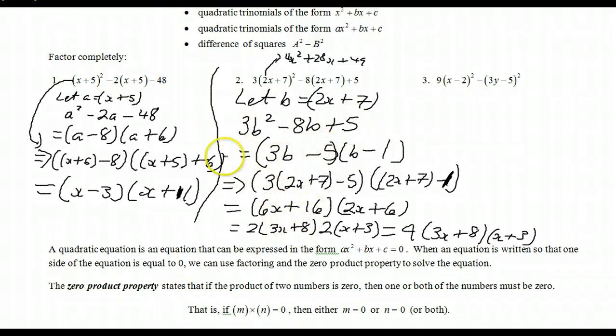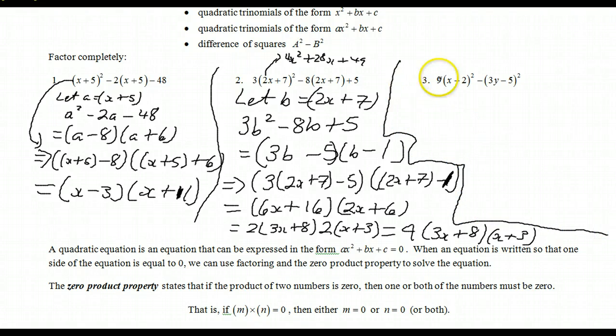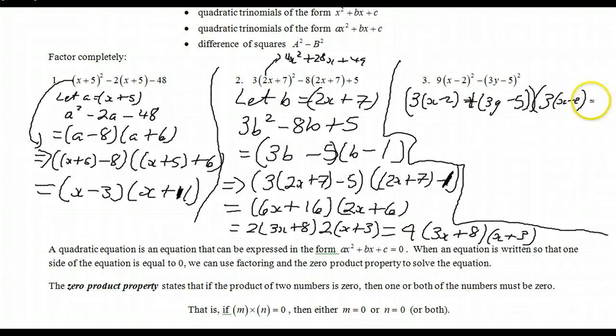Last one, let's see if we can squeeze the last one in here. I'm just going to give me some space there. This is a difference of squares. There'll be a 3 and an x minus 2, the square root of the first term, plus, I always do the plus first, plus 3y minus 5, and then a 3 and an x minus 2 here, and now the minus 3y minus 5.